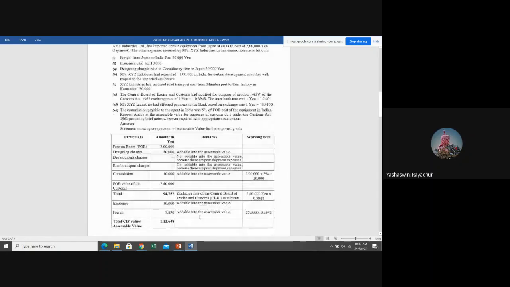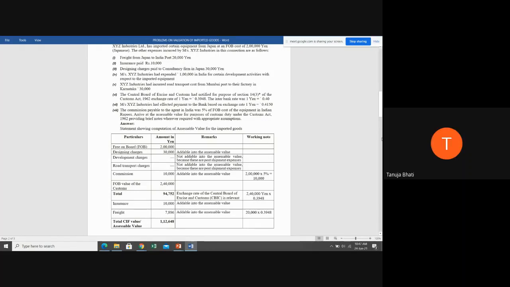Yes, ma'am. Okay. Can anyone tell me now, why did I convert this FOB? Why did I do the conversion at the FOB stage itself? Because the next item in CIF, insurance, was given in Indian rupees. Yes, ma'am. For that reason, the entire FOB value will be converted into Indian rupees, so there will not be any conversion later.